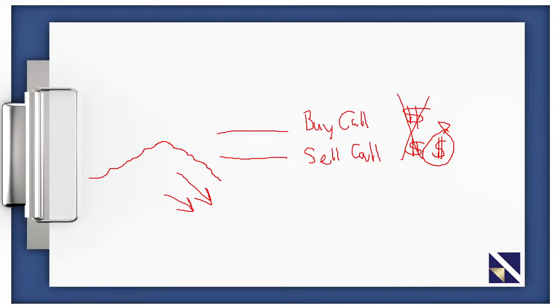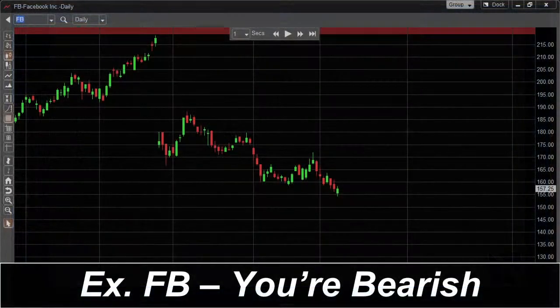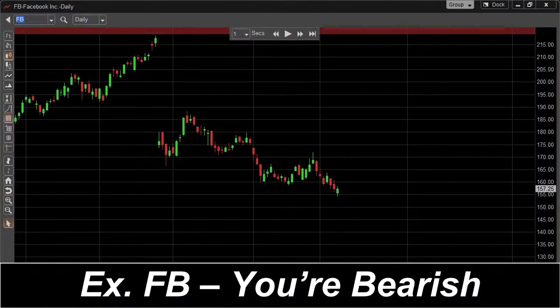Okay, and again, both of those trades are done at the exact same time on one order ticket. All right, so if we take a look here, this is an example of what I was just telling you about. You have a stock that was in an uptrend that is now in a downtrend. Lower highs, lower lows. It is in a downtrend. You think it's going to continue to fall.